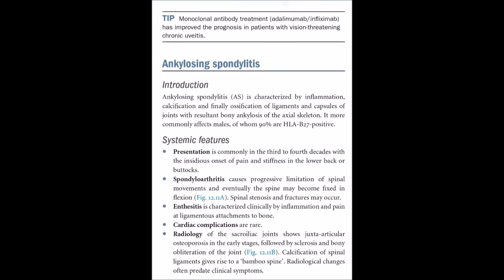Cardiac complications are rare. Radiology of sacroiliac joints shows juxta-articular osteoporosis in the early stages, followed by sclerosis and bony obliteration of the joint. Calcification of spinal ligaments gives rise to bamboo spine. Radiological changes often predate clinical symptoms.